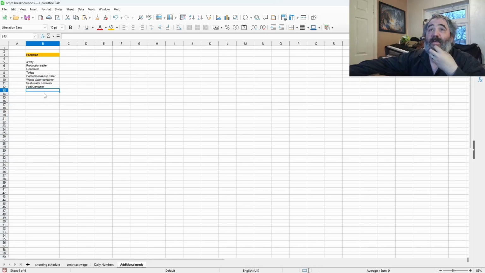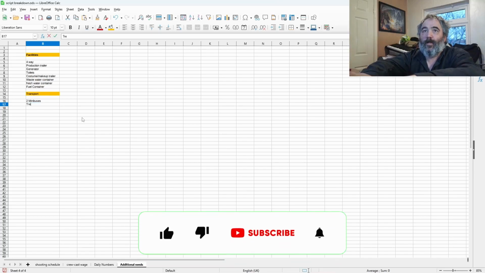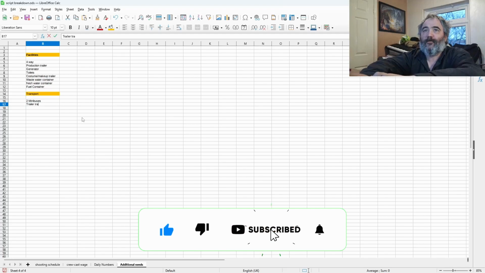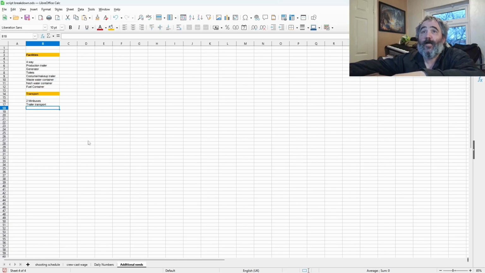We are going to need vehicles, so right, transport. Okay, so we're just going to add all the stuff that we need to get. So 2 minibuses. Now that'll transfer the people across. We're going to need some sort of trailer transport, so a vehicle to pull all these trailers. Okay, the food van, but that's going to be a food company, so there's going to be a company we're going to hire to provide the food for everyone.